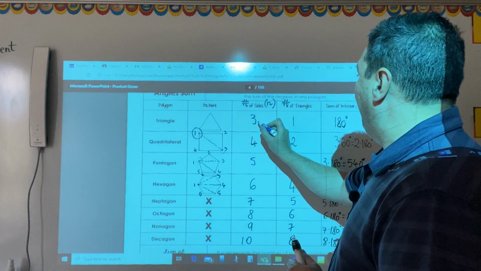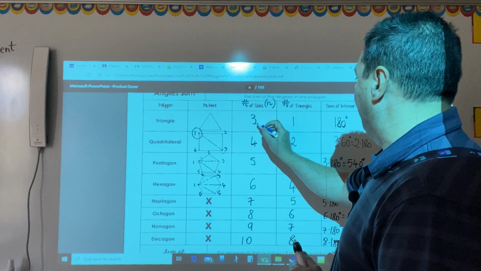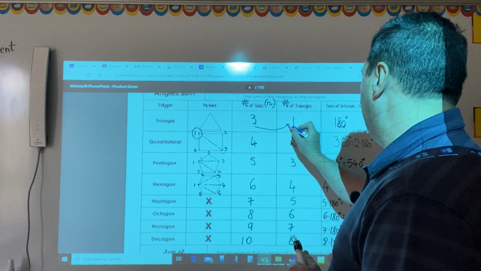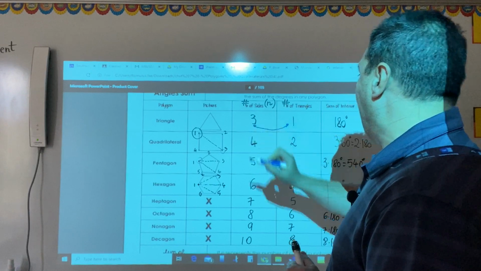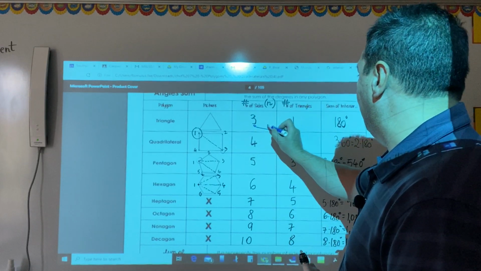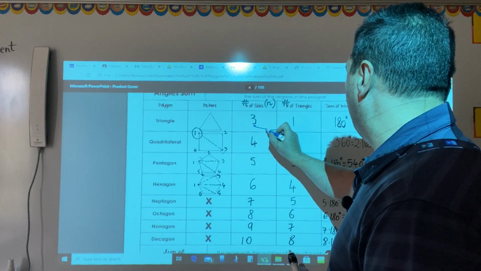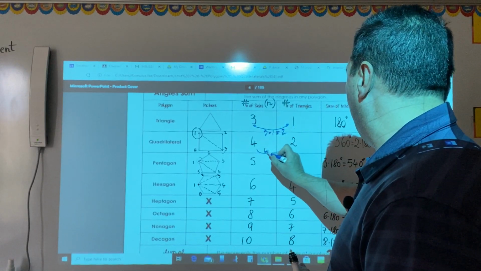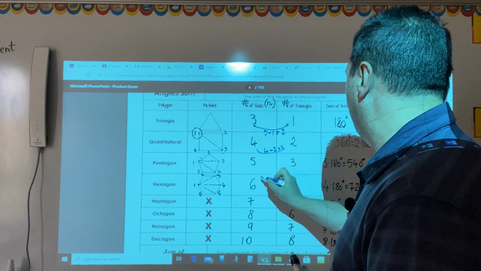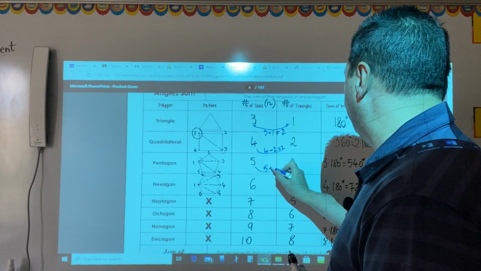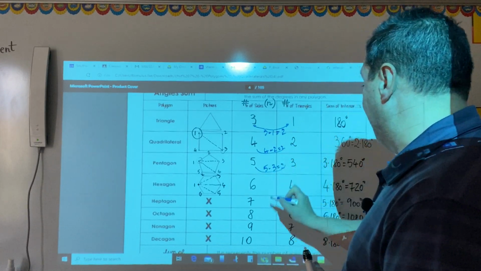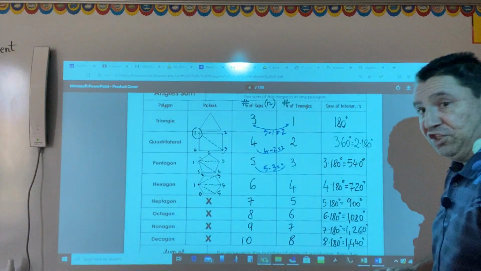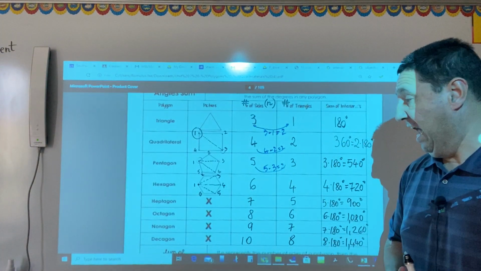the difference between the number of sides and the number of triangles is 2. So, 3 minus 1 equals 2, 4 minus 2 is 2, 5 minus 3 is 2, and so on. So, the difference is always 2.